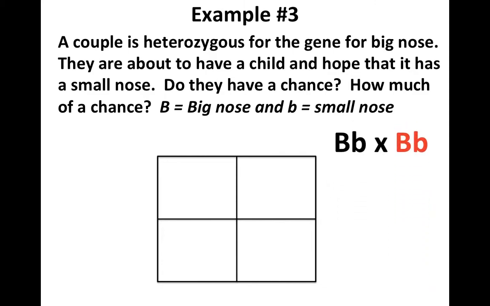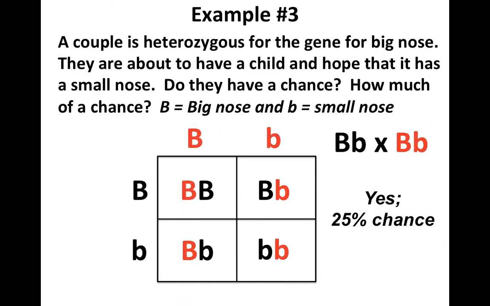So here is the cross that you have. They're both going to be heterozygous, so let's go ahead and split these up like so. Here's the answers. The question is that they're about to have a child and hope that it has a small nose. Small nose is a recessive trait, so do they have a chance? This is the small nose right down here, and the answer is yes, and the chance is 25%.